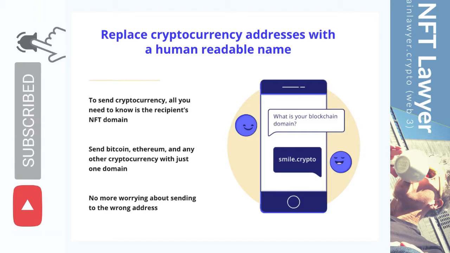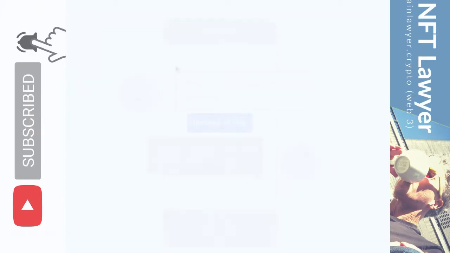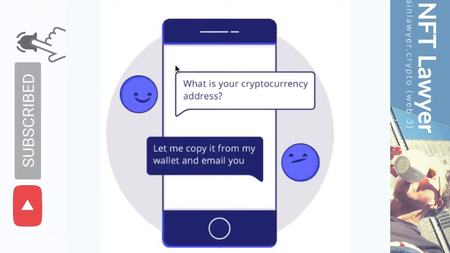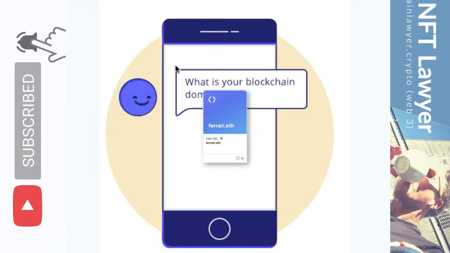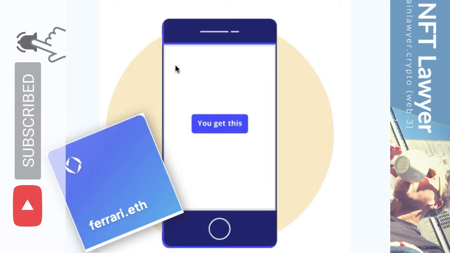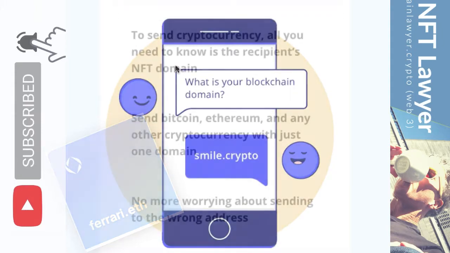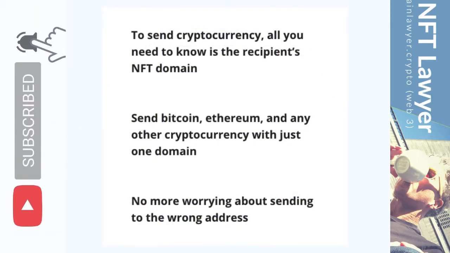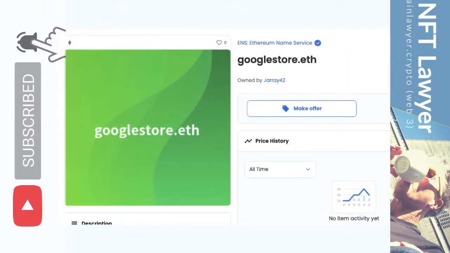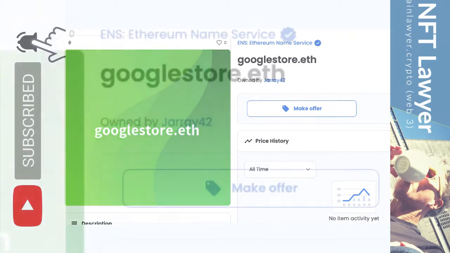Web3 domain names can be mapped, pointed to crypto wallet addresses, just like domain names in Web 2 can be directed, pointed at web addresses such as www.microsoft.com. Let that sink in. So when a token owner of, for example, googlestore.eth asks for a crypto payment, they provide the payor the address googlestore.eth. Any crypto sent to that branded address goes directly into the token owner's wallet.